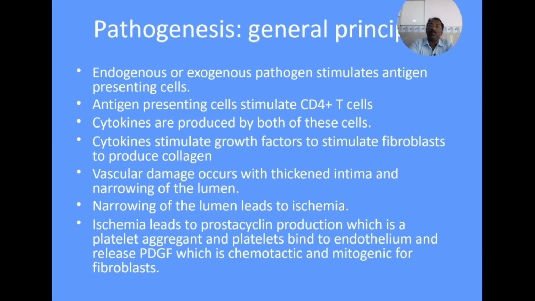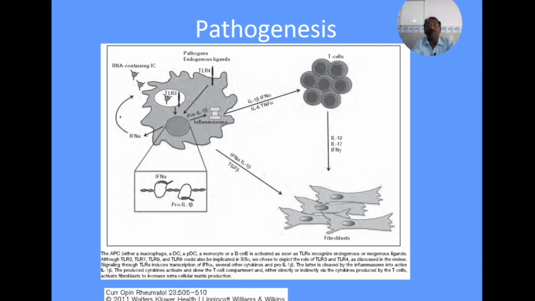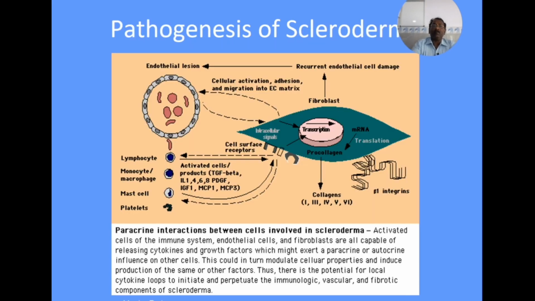Here both the endogenous and exogenous pathogens stimulate the antigen presenting cells and CD4 T cells. This is the diagrammatic representation where you can see the B cells and T cells, the different tumor necrosis factors and interleukins, and finally the formation of fibroblasts, with platelet aggregation, narrowing and endothelial dysfunction. That is how vascular inflammation occurs and the internal organs are damaged in systemic sclerosis.